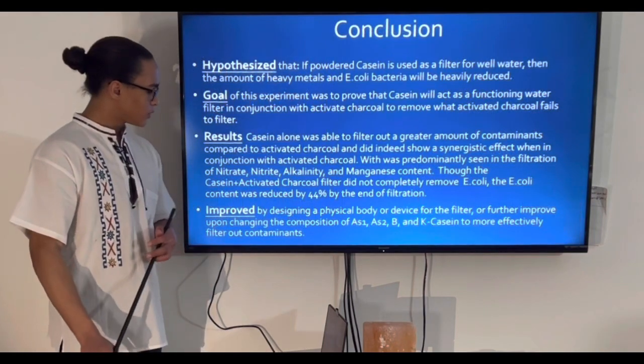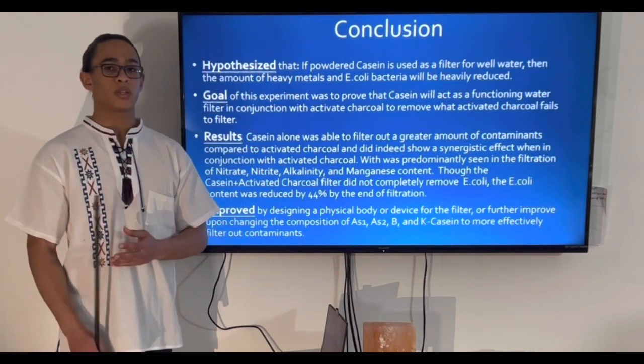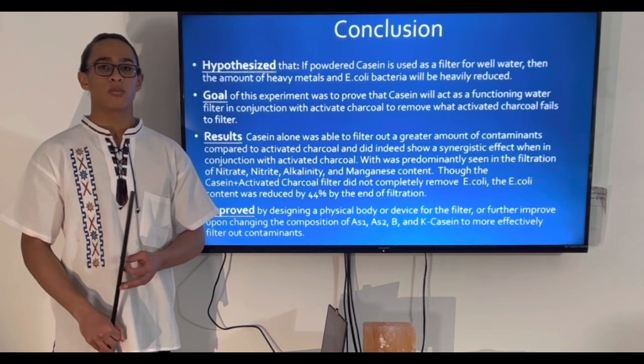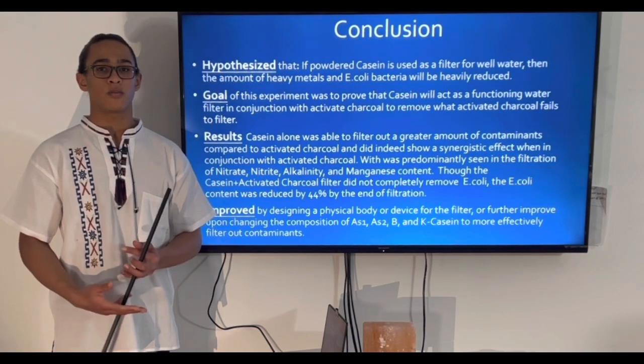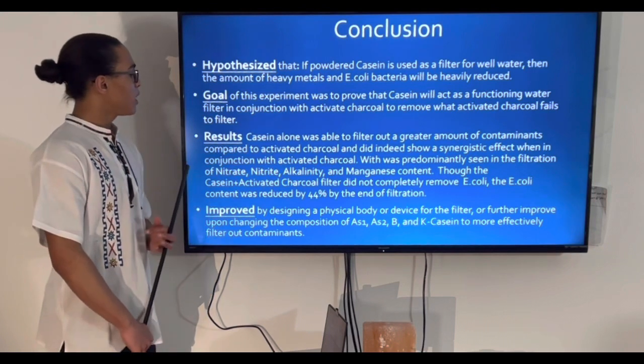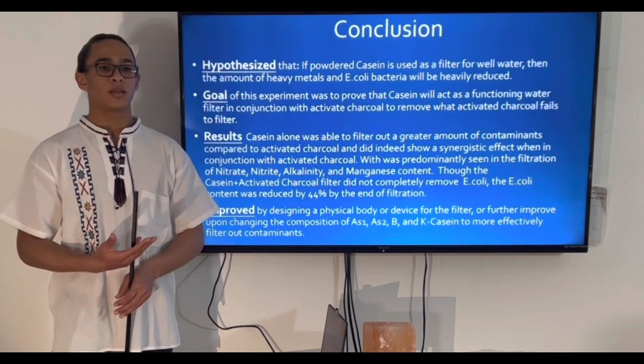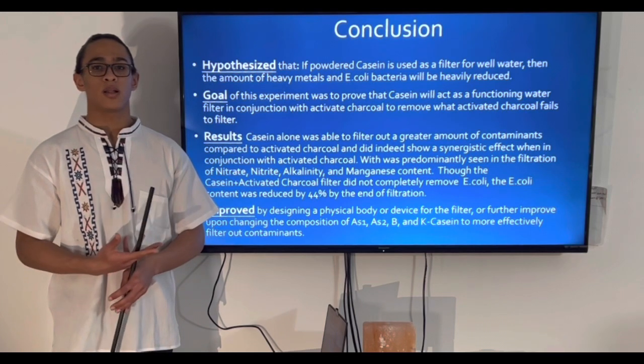So in conclusion, it was hypothesized that if powdered casein was used to filter out contaminants in well water, then it would successfully remove the contaminants that activated charcoal failed to remove. This hypothesis is supported through my results, mainly in the nitrite and the E. coli content, as well as the alkalinity.